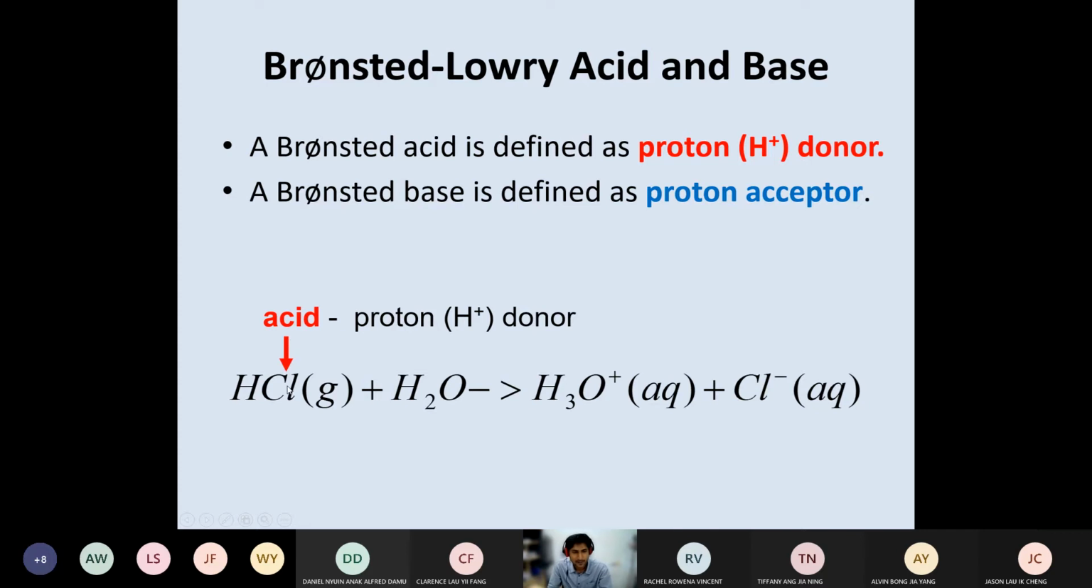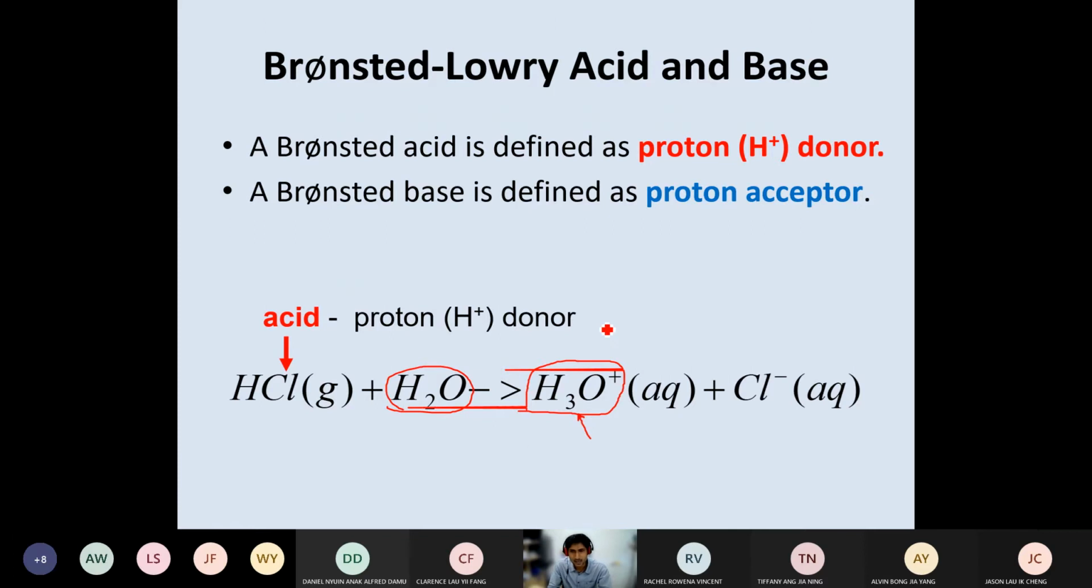Okay, so acid donates the proton, right? And this other species is not necessarily water, but it can be anything else, right? It will be taking the hydrogen ion and produces this hydronium ion. This is one thing that we should remember, or we should be familiar with, the hydronium ion, H3O.